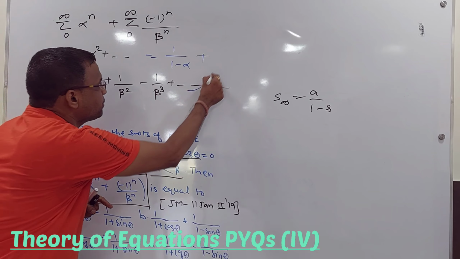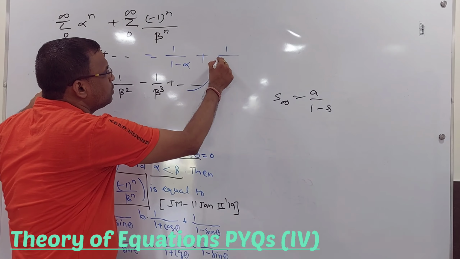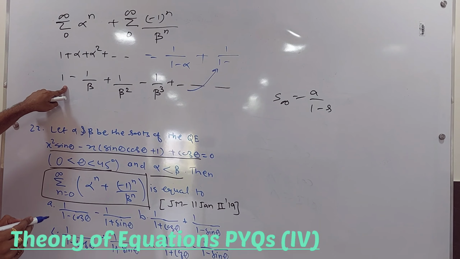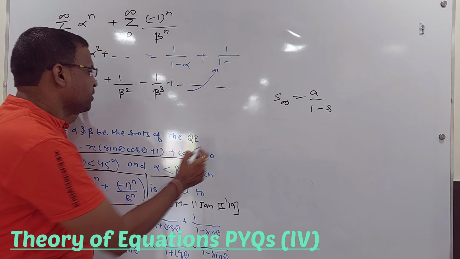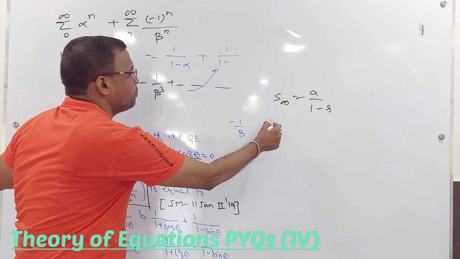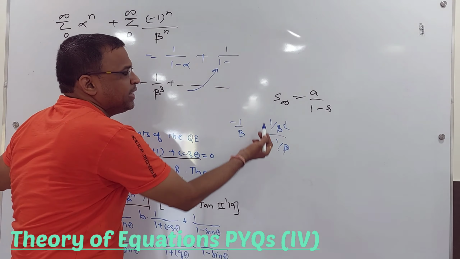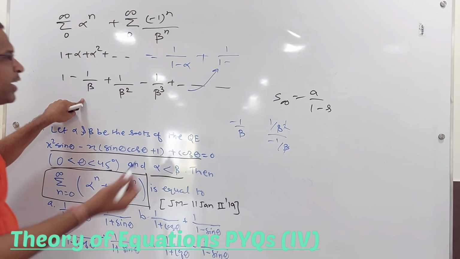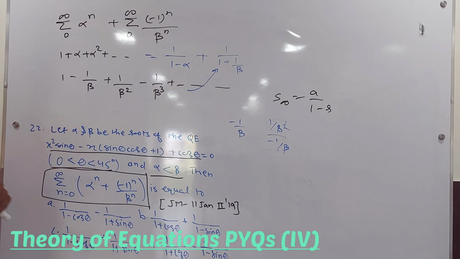Plus, so make a note of this. The first term is 1 upon 1 minus R. What is R over here? Minus 1 upon beta upon 1, and 1 upon beta square upon minus 1 upon beta, so again it is minus 1 upon beta. So I can conclude that R is minus 1 upon beta. So minus 1 is plus. That is what I am going to get.